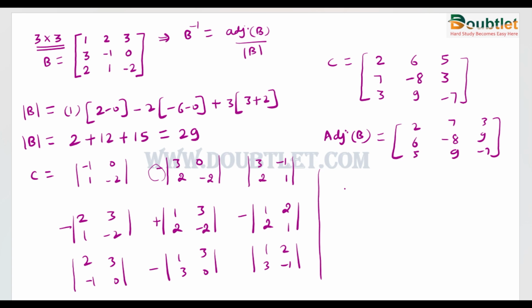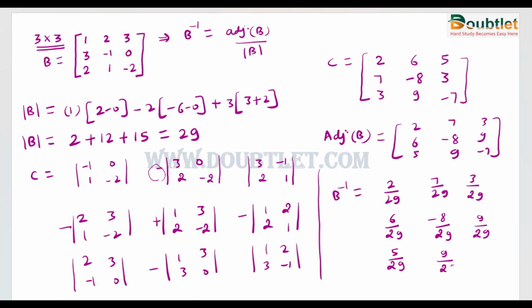Now to find the value of B inverse, we need to divide each element of this adjoint B by the value of the determinant, 29. So what we will get? We will get 2 by 29, 7 by 29, 3 upon 29, 6 divided by 29, minus 8 divided by 29, 9 divided by 29, 5 divided by 29, 9 divided by 29, minus 7 divided by 29, and this is the final answer for the inverse of matrix B.